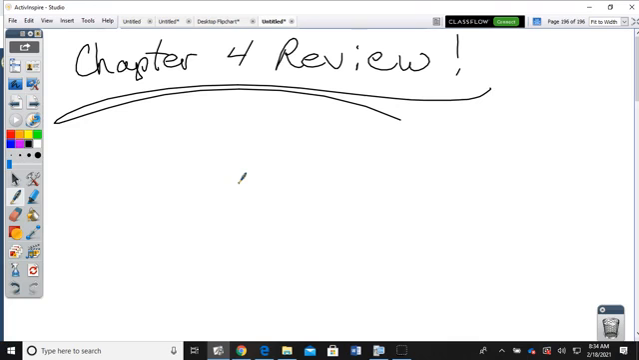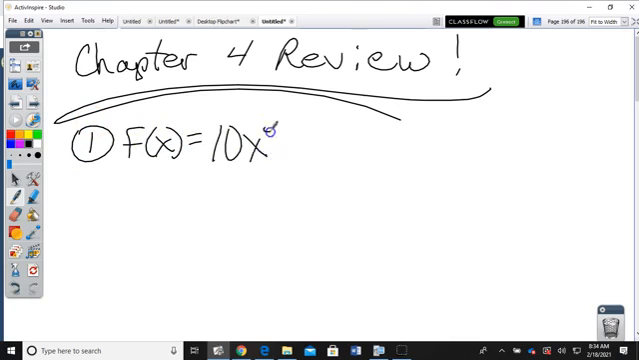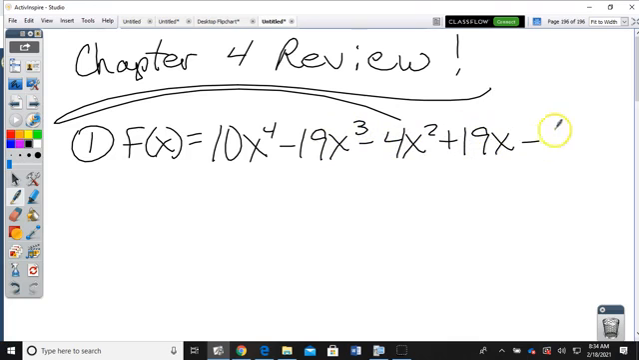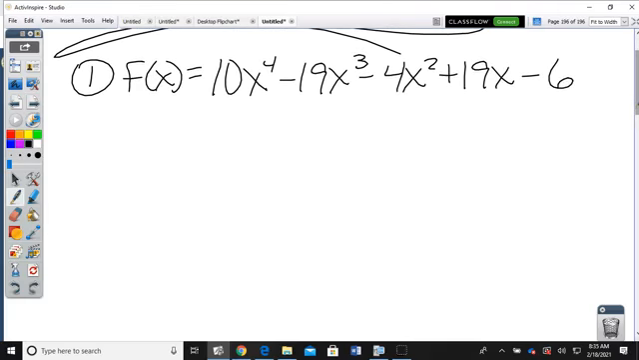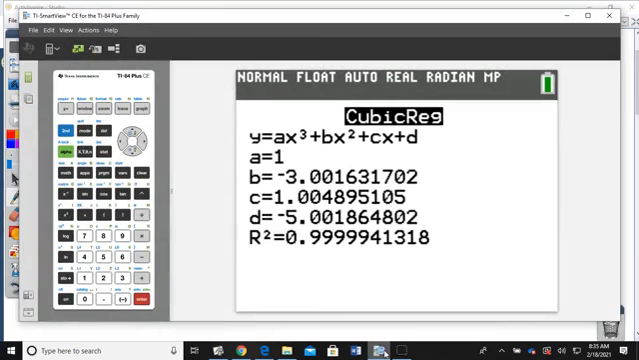All right. Number 1. It said to find all the zeros of 10x to the 4th minus 19x to the 3rd minus 4x squared plus 19x minus 6. If you remember, this was one of the last two on your mid-test. You're going to plug it where first? Y equals, and graph it. When you do this, your calculator is going to give you all 4 answers, but you're only going to use 2 of them.